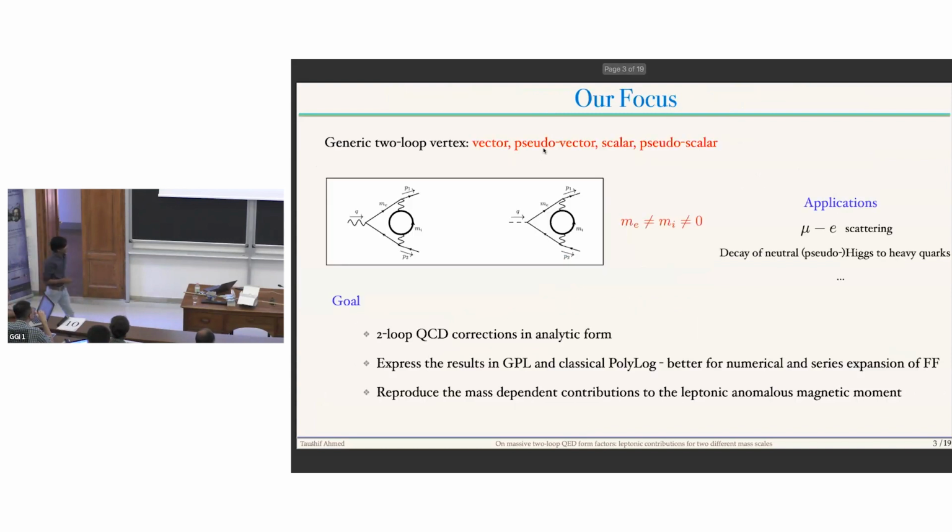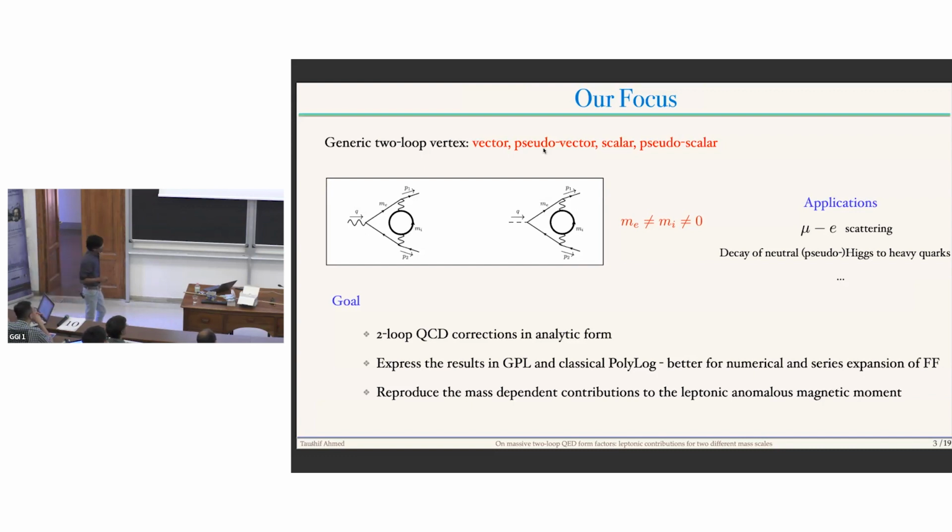And in this work, what we have tried to address is to compute this form factor, which is essentially the last missing ingredient of this complete 2-loop form factor, okay? Where we have external electrons, which are massive particles, and there is also an internal massive particle. You can think of this as a muon, and this ME is not equal to MI. And this is the form factor that we have computed in this work.